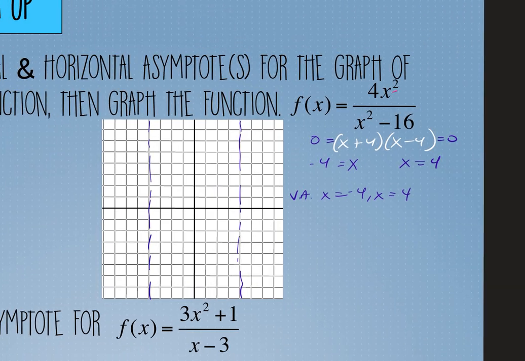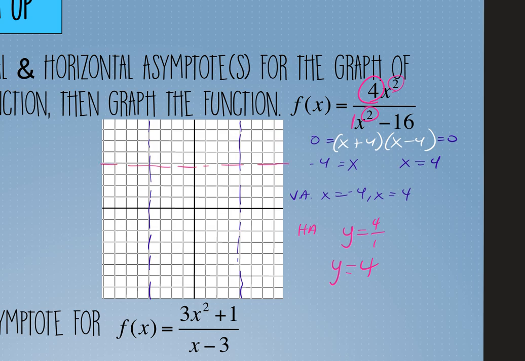Horizontal asymptotes, we look at the exponents. What happens when they're the same? You do the leading coefficient. So my horizontal asymptote would be y equals leading coefficient in the top, which is 4, over leading coefficient in the bottom, which is 1, or y equals 4. And that's where you get your horizontal asymptote.